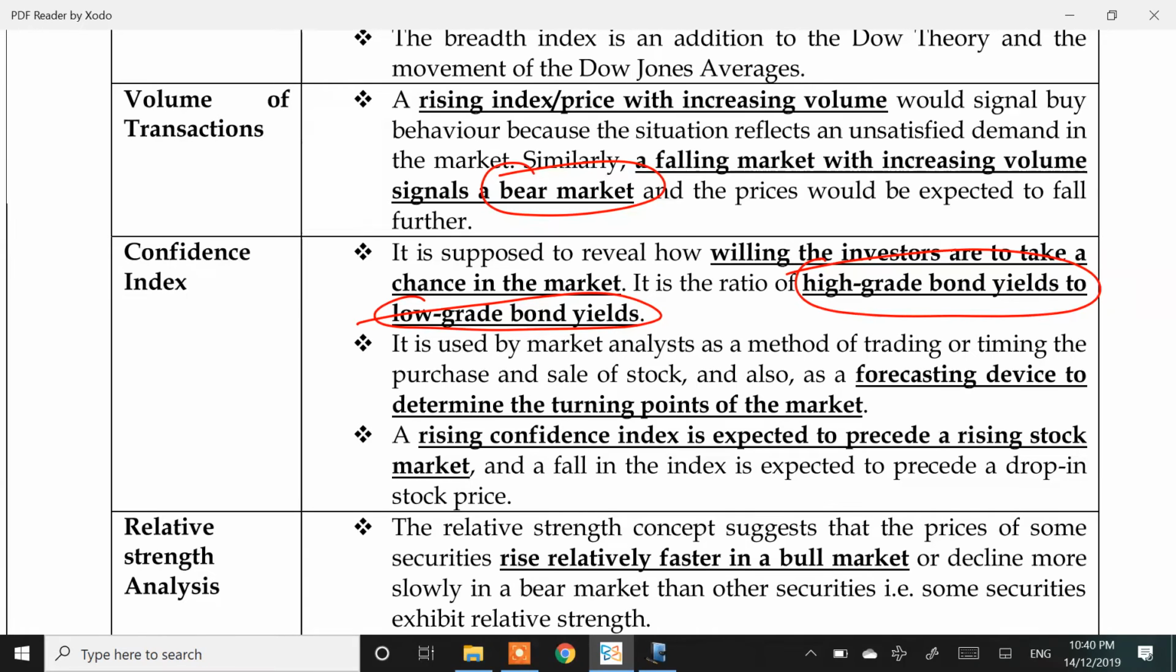If the confidence index is moving up, if there is an improvement in the confidence index, so the confidence index is calculated, high grade bond yield is, let's assume 7%, low grade bond yield is 10%. So this is how I calculate the confidence index.